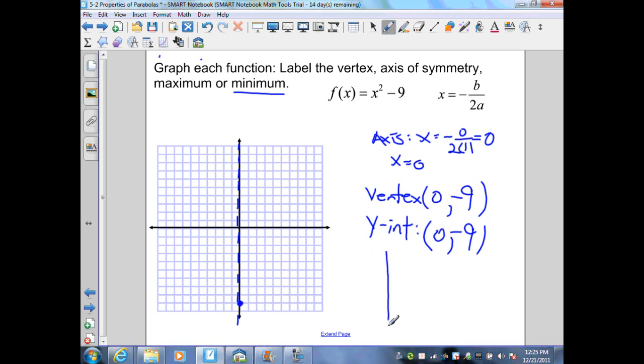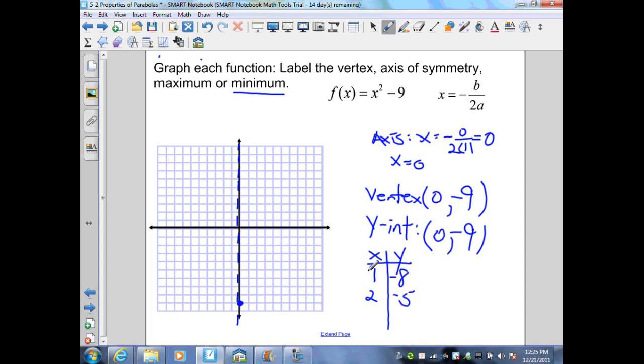So in this problem, I need to choose 2 x values since the vertex is my intercept. So I'm going to choose 1. When I substitute in 1, 1 squared is 1. 1 minus 9 is a negative 8. And I'll choose 2. 2 squared is 4. 4 minus 9 is a negative 5.